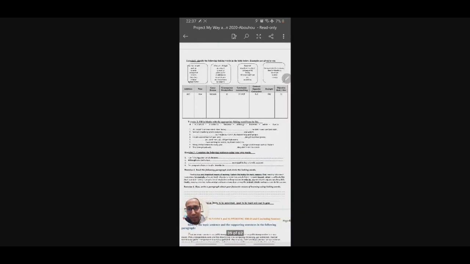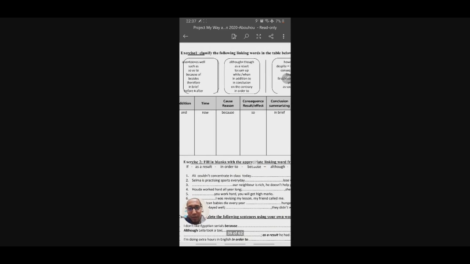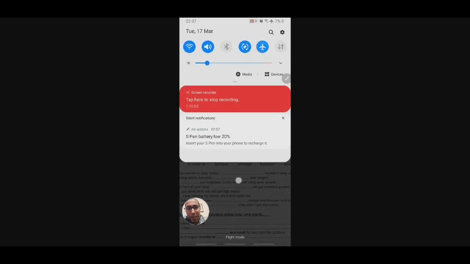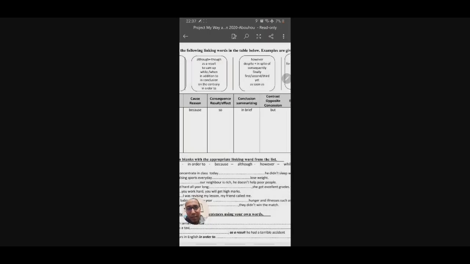And then we have this in writing, which means expressions. What are they? Addition, to express addition, and so on and so forth. Although, as a result, to sum up, where should we put these cause and effect, reason, consequences, and things like this? Despite, in spite of, and stuff like this. The battery is still struggling. And then exercises with that.